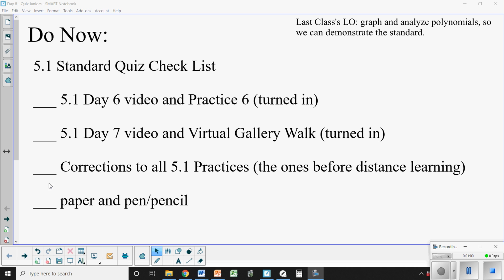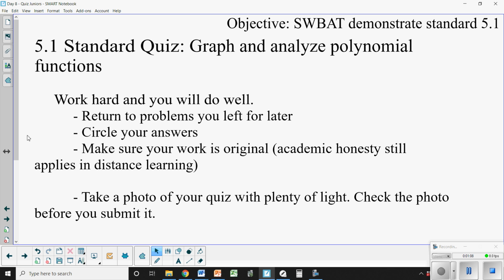And then once you've done these things, make sure you got paper, pen or pencil, doesn't matter what you use. And then you can start the quiz. So in the next slide here, just remember these things. Working hard on the quiz and you'll do well. Return to problems you left for later. Make sure you circle your answers so that I can tell what your answer is.